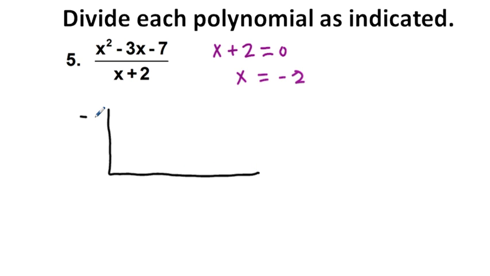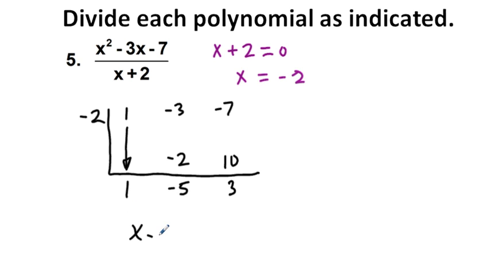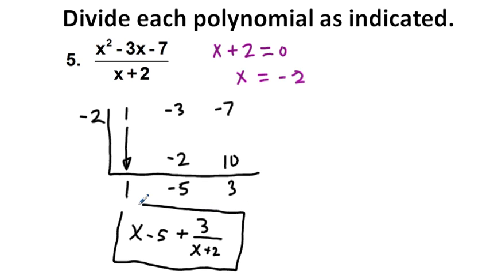So we put in negative 2 on the outside. We look at this in standard form. We have 1 x squared minus 3x minus 7. And then we bring down this 1. So we have 1x, negative 2 times 1 is negative 2. Negative 3 plus negative 2 is negative 5. Negative 2 times negative 5 is 10. Negative 7 plus 10 is 3. So what we have here is, our answer is, that's the x place. So we have x minus 5 plus 3, which is our remainder, over our divisor, which is x plus 2. That's it.